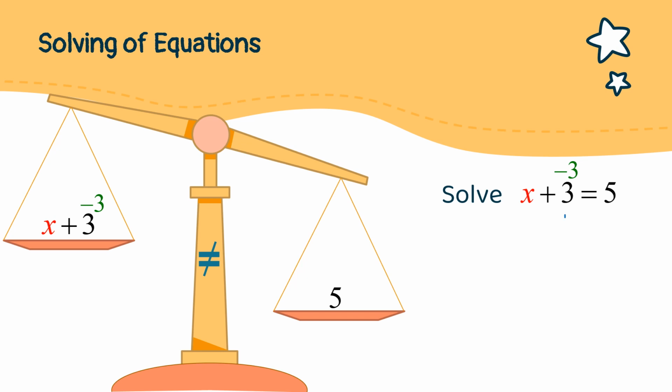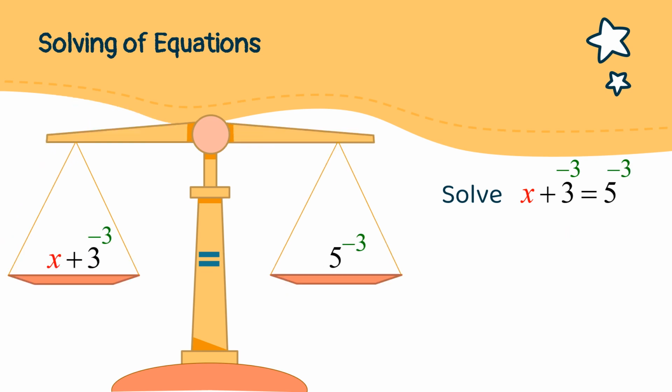To remove a plus 3, we have to minus away 3, but this will make the equation unbalanced. So we have to minus 3 on the right hand side as well. Just remember, whatever you do on the left-hand side, you have to do the same on the right-hand side in order to let the equation be balanced all the time. 3 minus 3 is what is known as a zero pair, and so the 3 on the left-hand side will disappear. On the right-hand side, 5 minus 3 will be equal to 2, and hence x equals 2 is the solution of the equation.